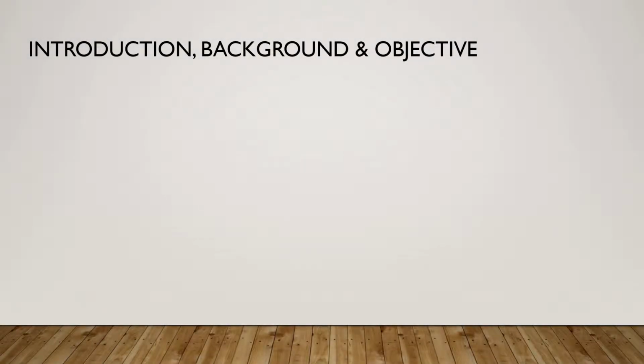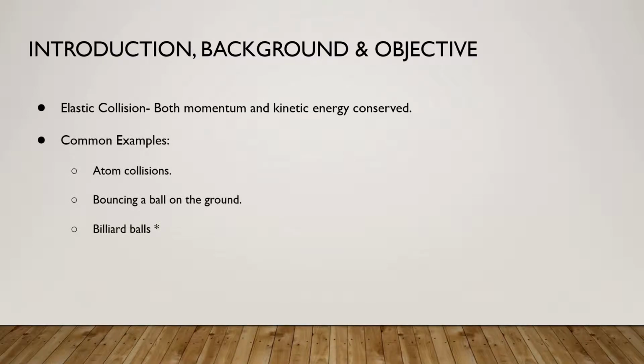Introduction, background, and objective. The topic of this video is elastic collision. An elastic collision is defined as a collision when both the momentum and kinetic energy of the objects are conserved. Common examples of elastic collisions include atom collisions, bouncing a ball on the ground, and billiard balls, of which we are using in this example.